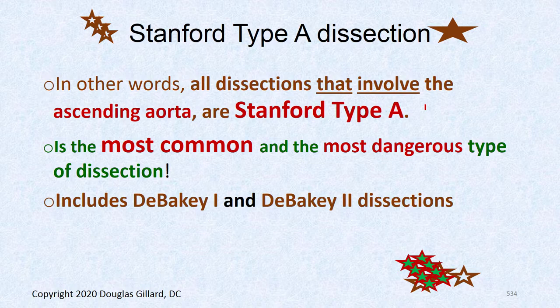In other words, Stanford A is all dissections that involve the ascending aorta. This is the most common, which is not surprising because it's the part of the aorta that's under the highest pressure, and it's also the most dangerous. It includes DeBakey 1 and DeBakey 2. We'll talk about those quickly here.